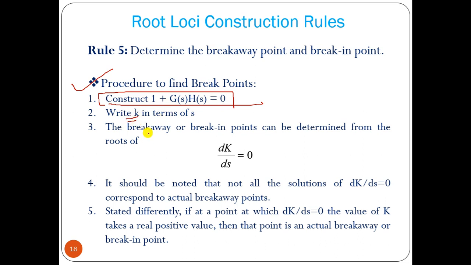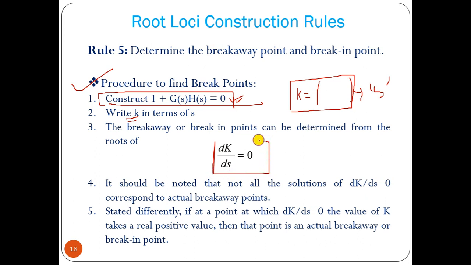Now what we have to do? From that characteristic equation we have to write K equal to what, K in terms of s. Then we have to perform the differentiation dK by ds with respect to s, and make that equal to 0.